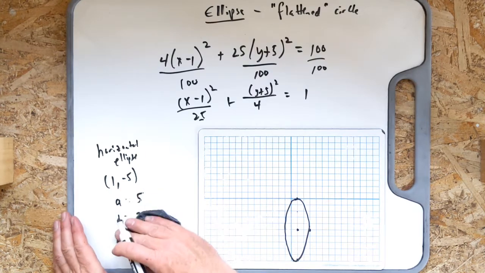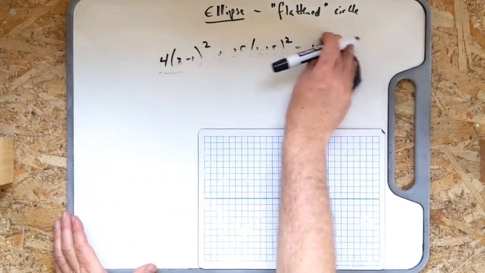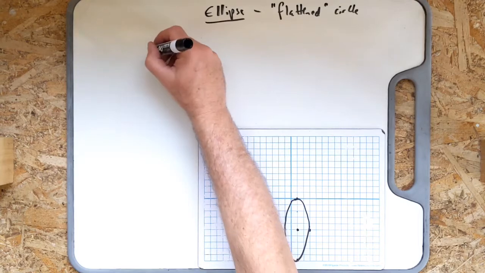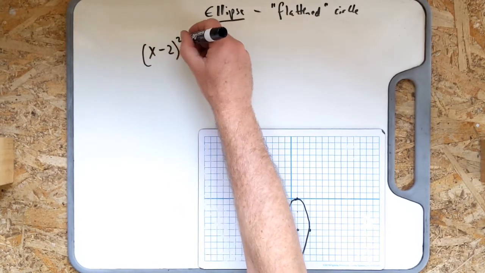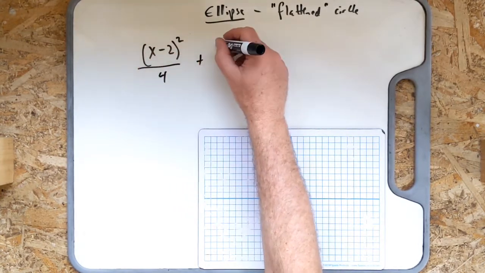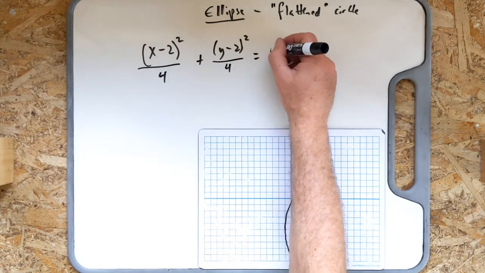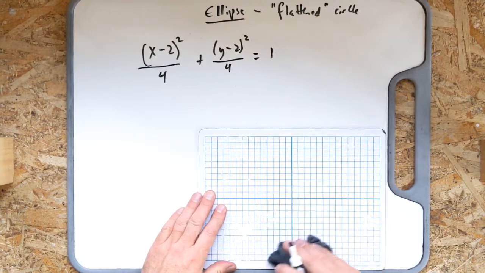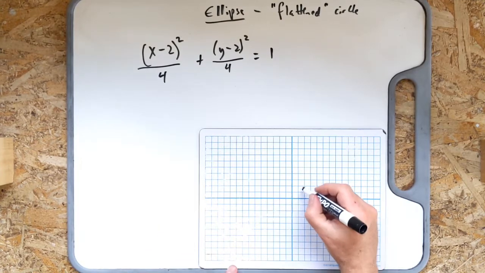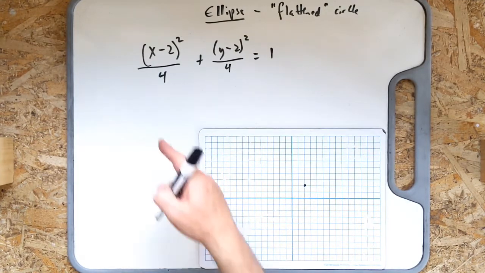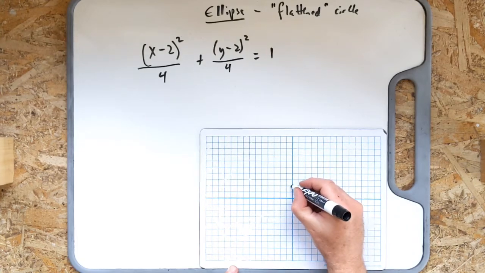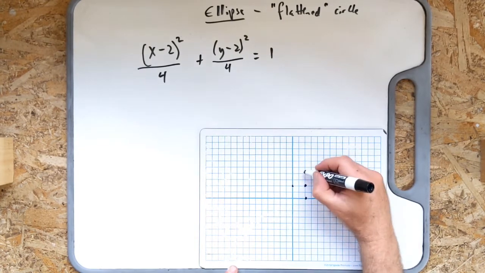Okay, we're going to do one more just to show you how this is related to circles. Let's say I have x minus 2 squared over 4 plus y minus 2 squared over 4 equals 1. It does look like the ellipse form. Center is 2, 2. X spread is 2. Y spread is also 2.